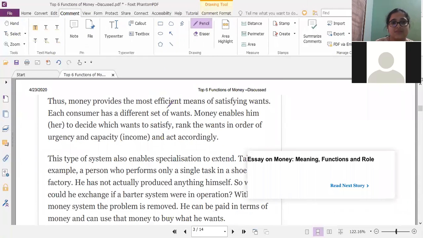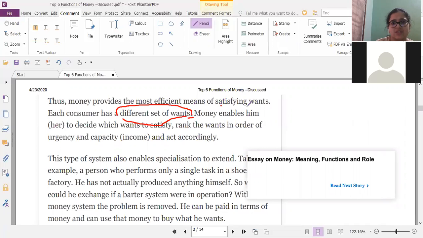Thus, money provides the most efficient means of satisfying wants. Each consumer has a different set of wants. Money enables him or her to decide which wants to satisfy, rank the wants in order of urgency and capacity, and act accordingly. So, every one of us has different wants, right? The wants which I have may not be similar to yours, right? So, everyone has their different priorities, their different wants.